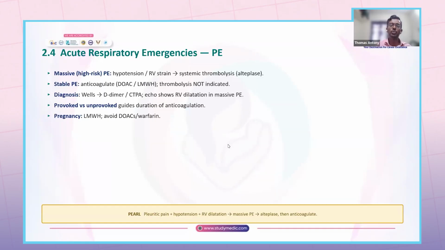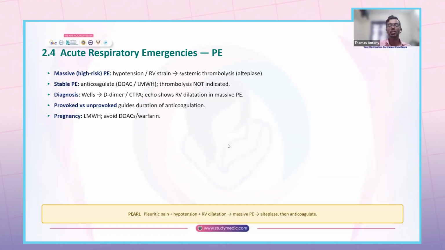So in case of acute respiratory emergencies, pulmonary embolism is the most important, most relevant question that comes up in terms of MRCP. The first thing is to identify whether the patient is having a massive pulmonary embolism or a stable pulmonary embolism. Your treatment depends mostly on that. So what is a massive pulmonary embolism? If the patient is having hypotension, RV strain, then we have systemic thrombolysis. So we have to use alteplase.